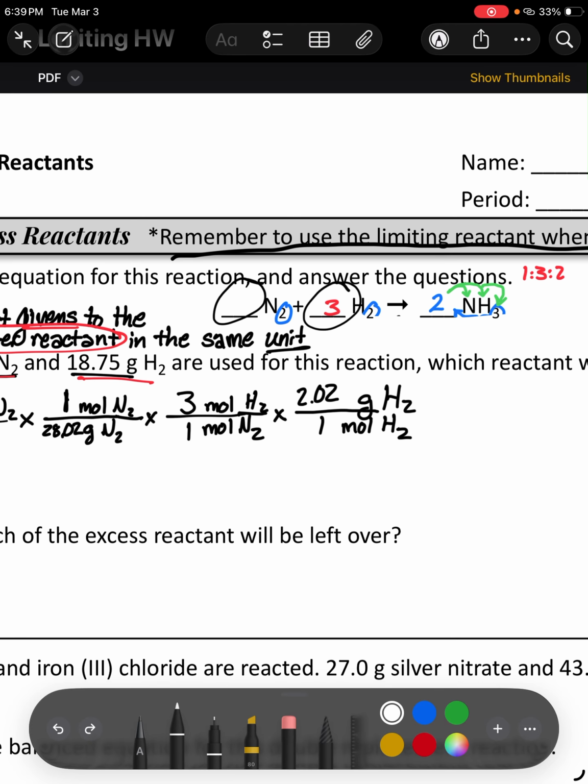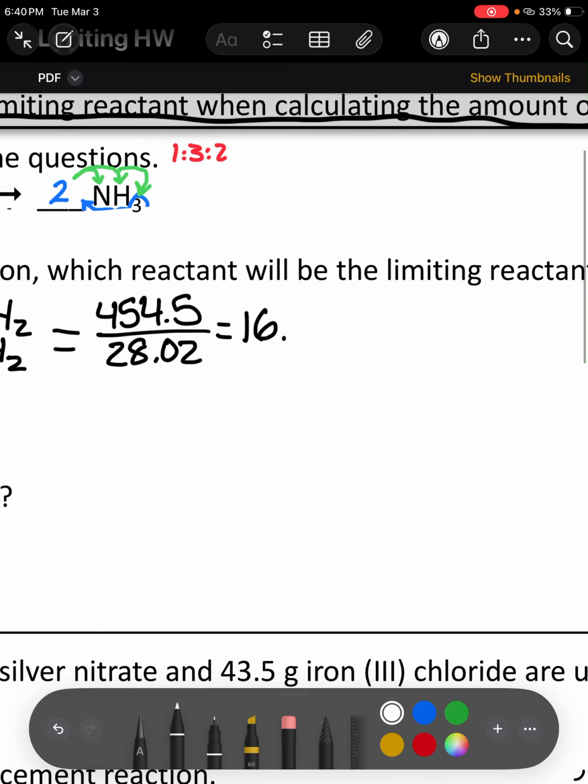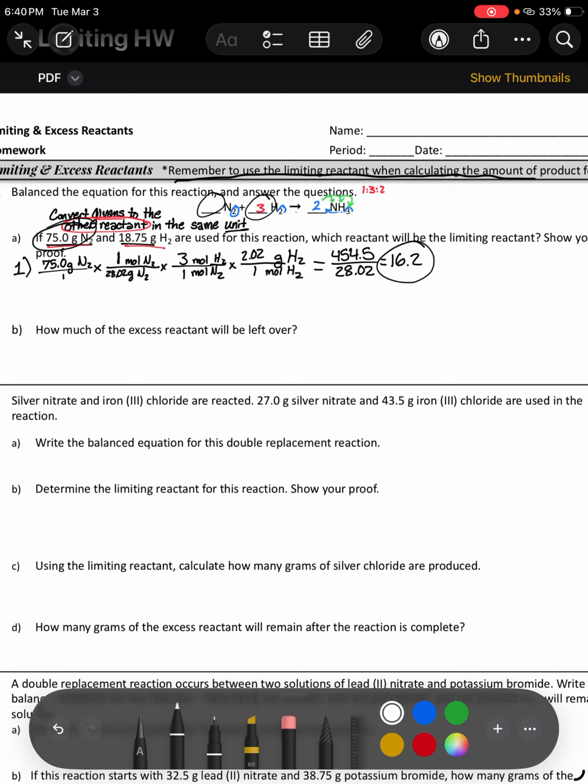But in this step, we would go ahead and multiply all across the top. All across the top is going to equal, got 75.0 times 1 times 3 times 2.02. I got the number 454.5 divided by 28.02 times 1 times 1 times 1. That number should equal 16.2. I started with 3 sig figs, I'm going to finish with 3 sig figs.